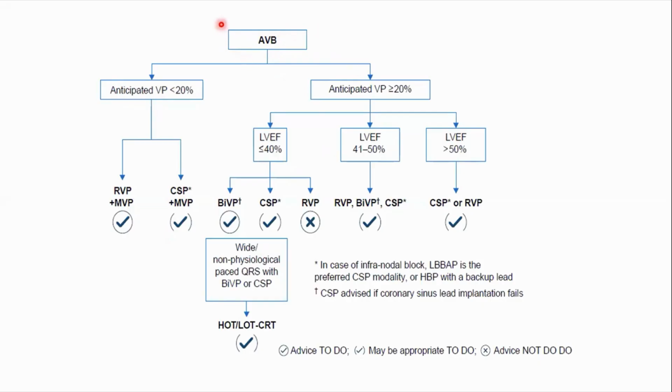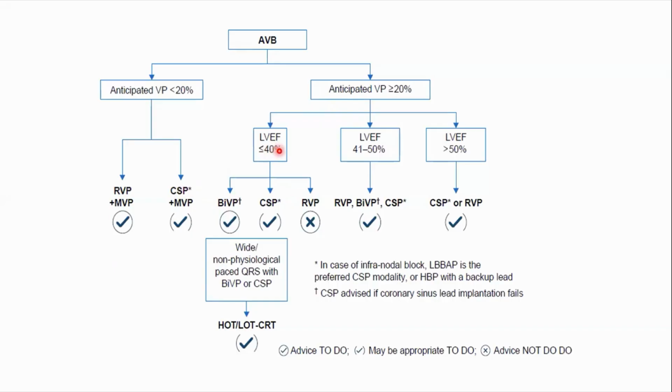If you have a patient with AV block and there is anticipated ventricular pacing of less than 20%, you should consider placing a conventional RV pacing lead, but add managed ventricular pacing and reduce the substantial RV pacing. However, you may consider implanting a conduction system pacing device, and when the block is infra-Hisian, left bundle branch area pacing is preferred over His bundle pacing.